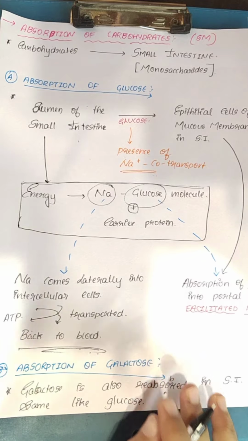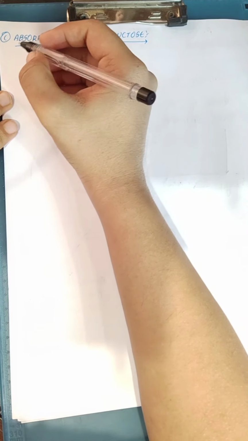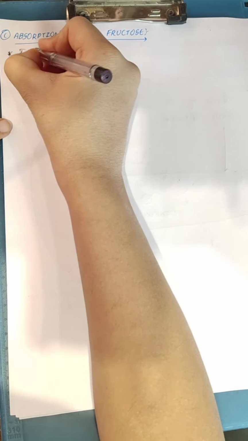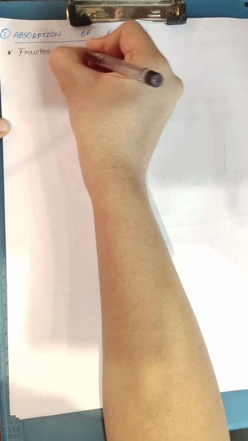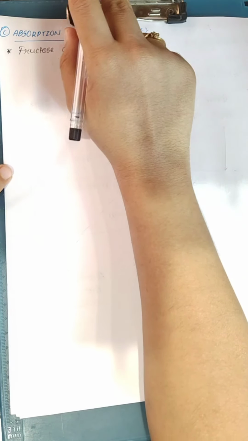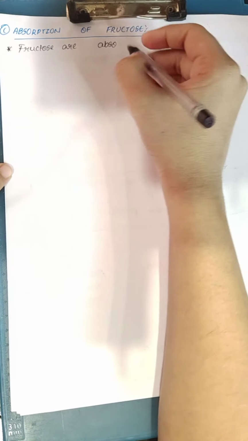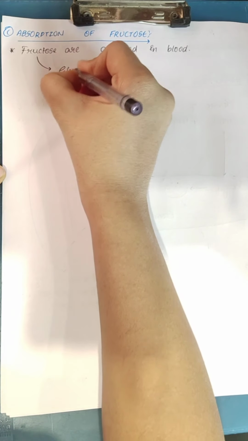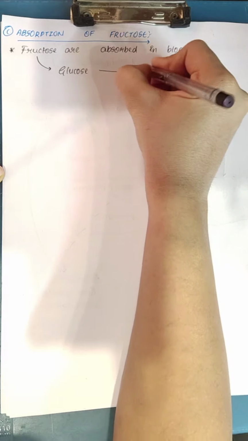Further moving on to the absorption of fructose. So fructose is mainly absorbed into the blood by facilitated diffusion. Fructose is usually converted into glucose, and glucose follows its same pathway. So fructose is absorbed in blood, whereas glucose and galactose are absorbed directly in the small intestine. Fructose will be first absorbed in the blood, then through the sodium intercellular transport it moves to the small intestine. This fructose gets converted into glucose, and glucose follows its path.